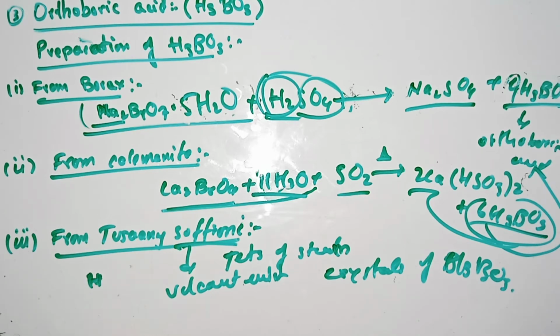It is generally associated with hydrogen sulfide, H2S, and carbon dioxide, sometimes also with a little ammonia and marsh gas. So orthoboric acid can be prepared from the Tuscany. It is a natural process. This is the general way orthoboric acid is prepared in nature. I hope this is clear.